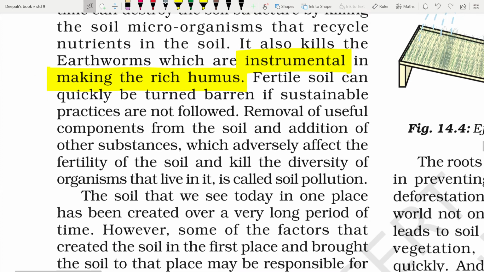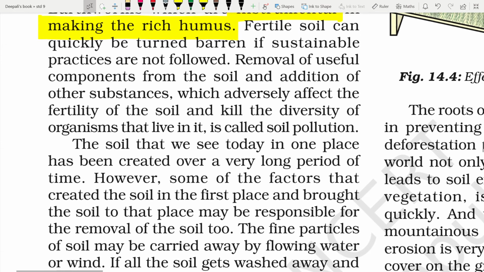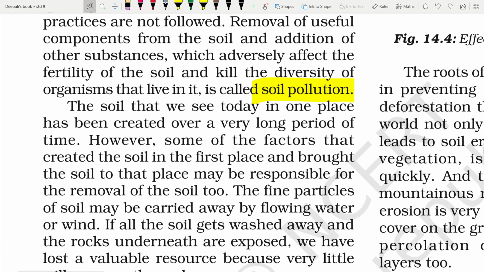Removal of useful components from soil and addition of other substances which adversely affect the fertility of the soil and kill the diversity of organisms that live in it is called soil pollution. So the soil that we see today in one place has been created over a very long period of time. However, some of the factors that created the soil in the first place and brought the soil to that place may be responsible for removal of the soil too.